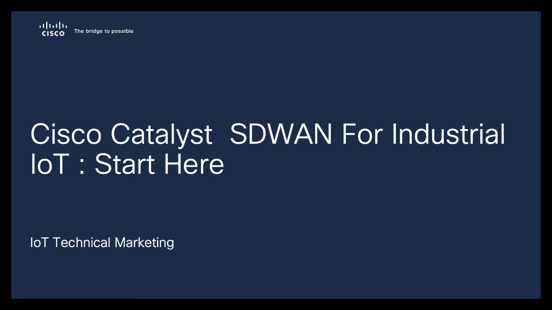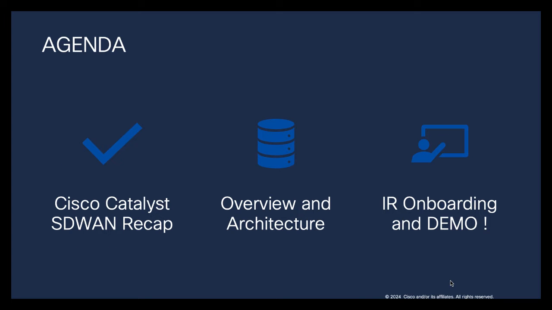And today I'm going to take you through a brief overview of Cisco's Catalyst SD-WAN solution, and specifically for industrial IoT networks. We want to cover a few things. The first is to give you a quick recap on what SD-WAN is and why we use it. Then a little bit of an overview and architecture of the key components, and a small demo of how to onboard a device, specifically an industrial router, and give you a view into the configuration options on the UI and some of the policies and ways we can configure a router.